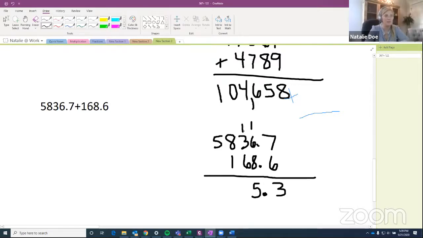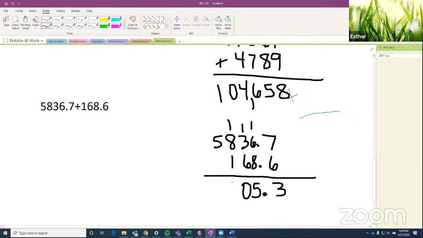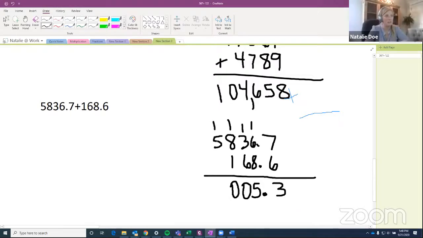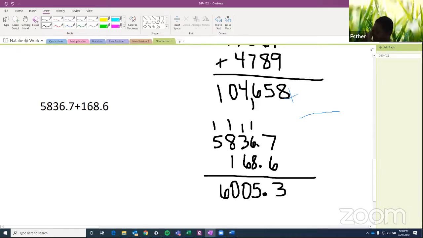All right. 1 plus 3 plus 6. 1 plus 3 plus 6 equals 10. 10, okay. So we carry this one. So now we've got 1 plus 8 plus 1. It's going to be 10. All right. And then last, 1 6 plus 5. All right. So whether it's really big numbers, decimal points, just make sure you line it up.